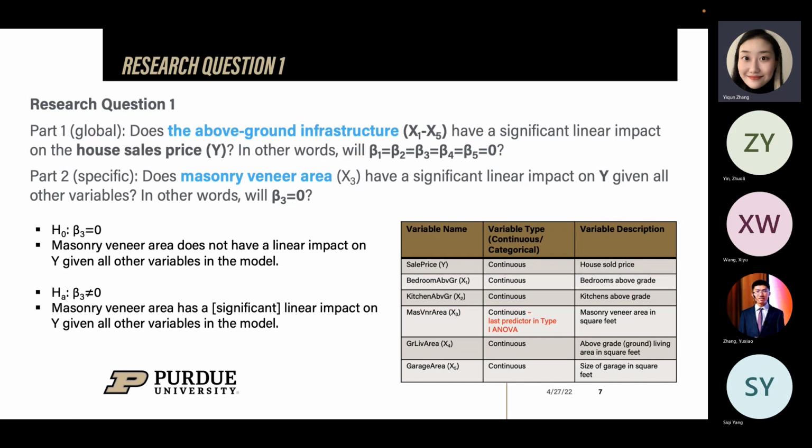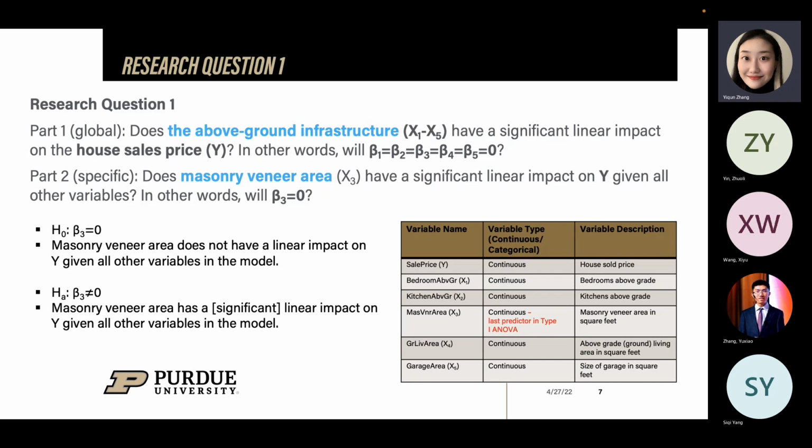For the first question, we had 6 variables: sale price, which is Y, and number of bedrooms above ground, number of kitchens above ground, masonry veneer area, above ground living area, and the garage area, respectively x1 to x5. The assumptions were that the numbers of bedrooms and kitchens above ground would be continuous, since they were counted and they did not have many distinct levels. Before getting started, we cleaned the dataset to eliminate missingness. 8 observations were cleaned, so we had a total sample size of 1452.